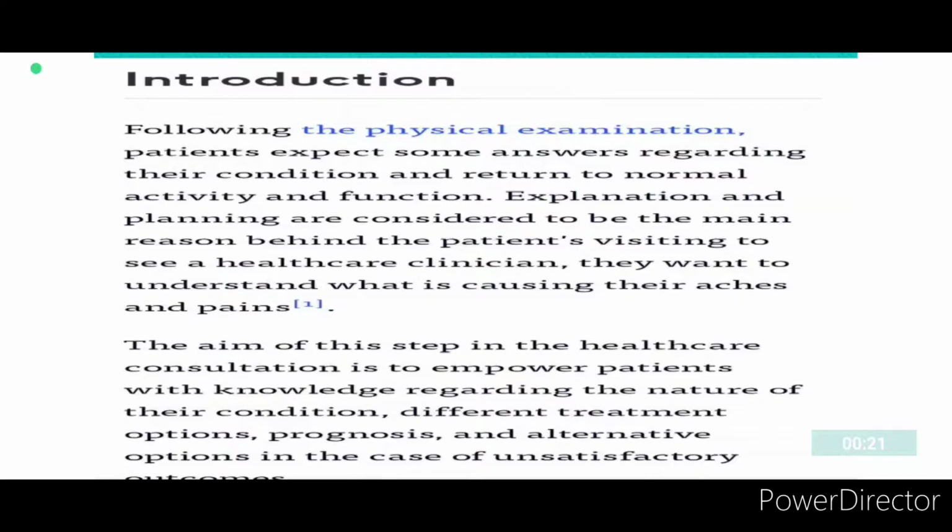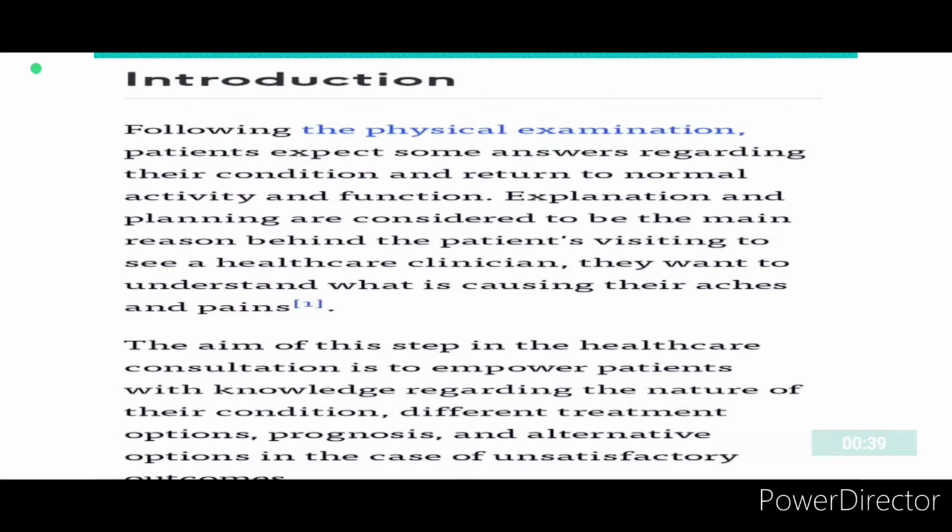Following the physical examination, patients expect some answers regarding their condition and return to normal activity and function. Explanation and planning are considered to be the main reason behind the patients visiting to see a healthcare clinician. They want to understand what is causing their aches and pains.